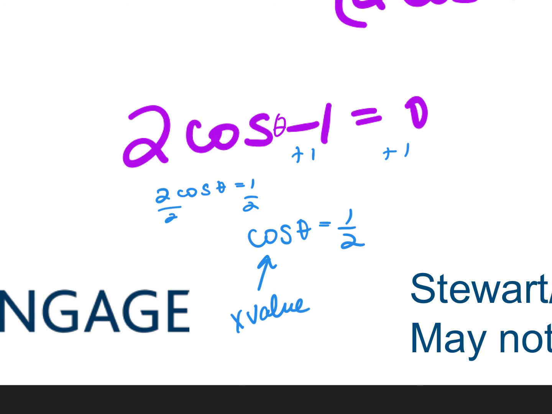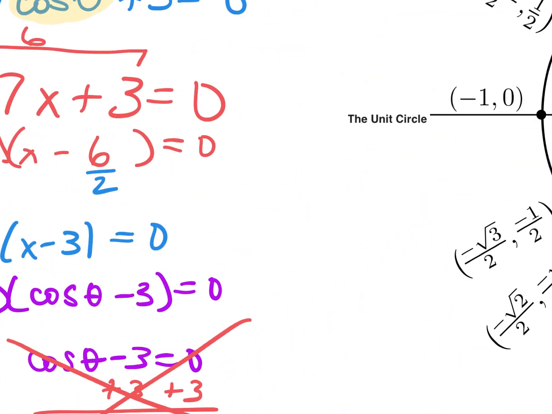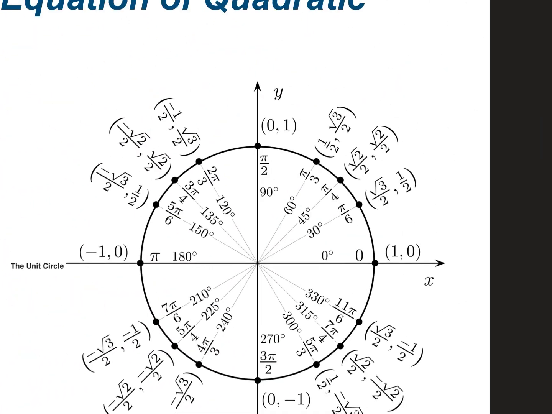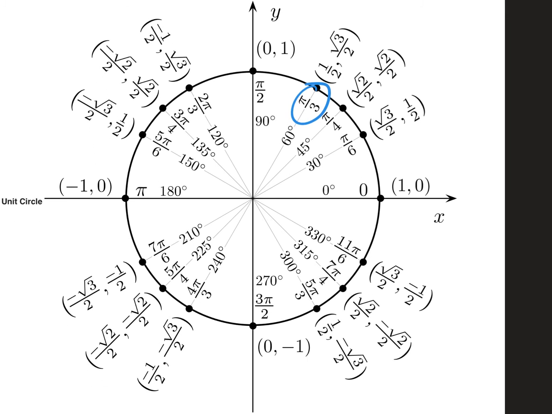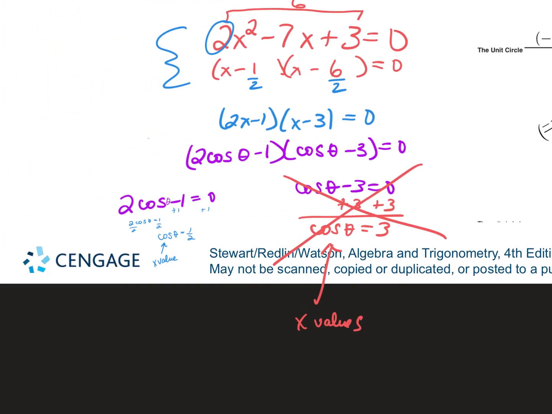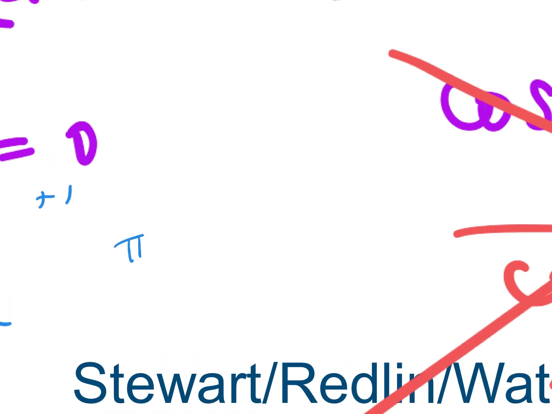What is this question asking? Cosine theta equals 1/2. What do you need to look for? X values on the unit circle that are perfect. So here at pi over 3, and where else? Pi over 3 and 5 pi over 3? Where my X value is 1/2? Perfect. So your answer here would be pi over 3 and 5 pi over 3.